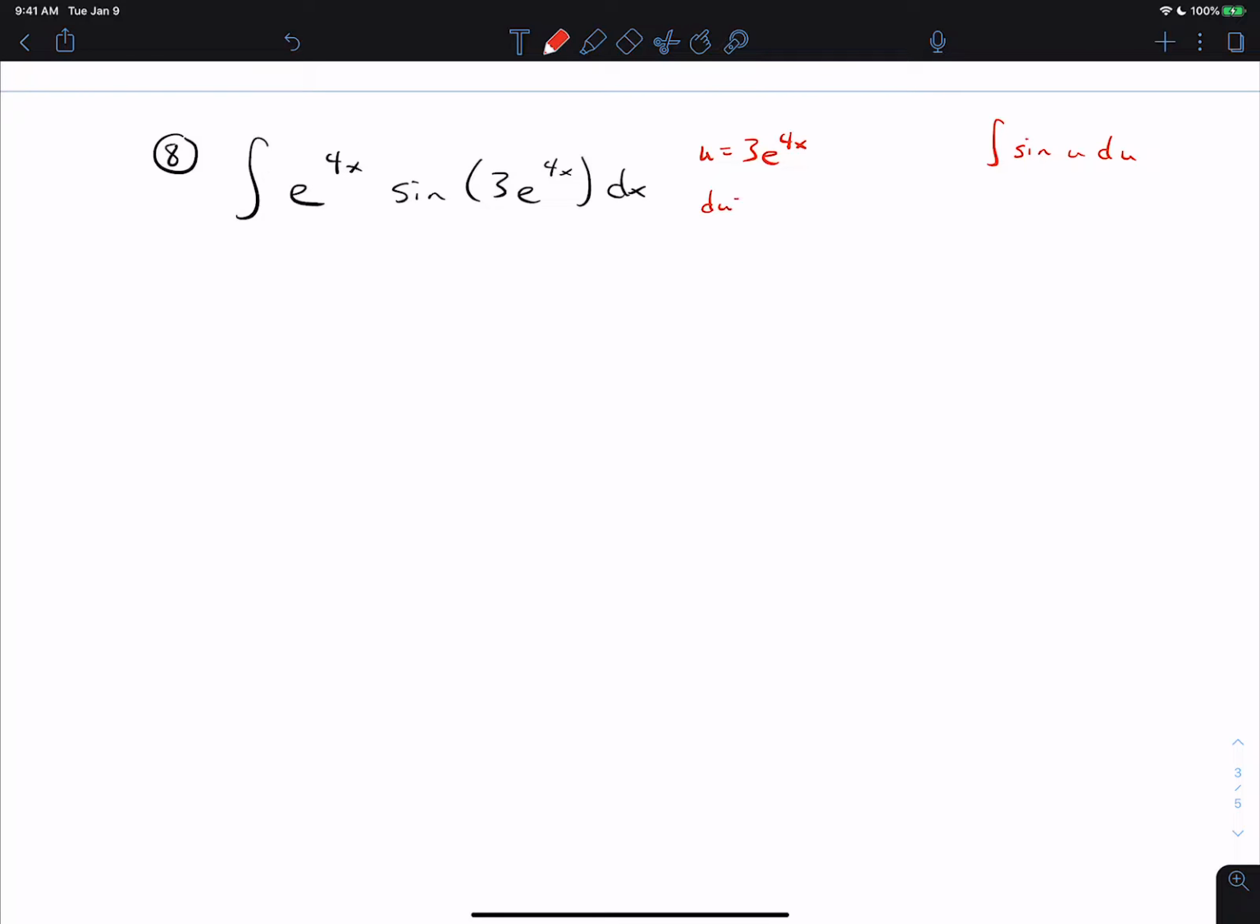The integral of sine is negative cosine because the derivative of cosine is negative sine. So we get negative 1/12 cosine of u plus c. That gets us an answer of negative 1/12 cosine 3e to the 4x plus c. And that's the answer to this problem.